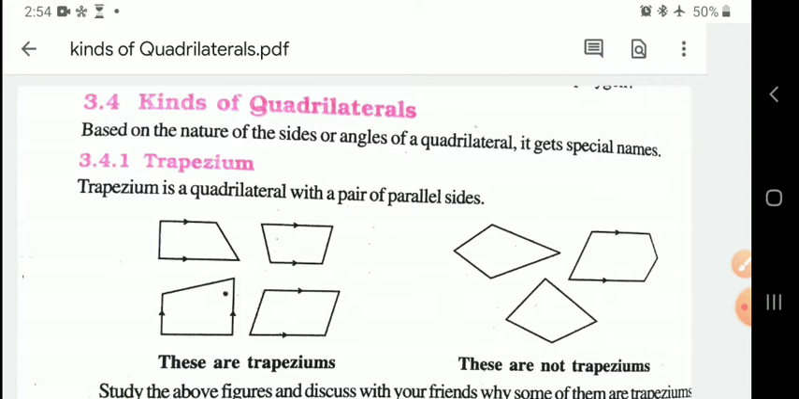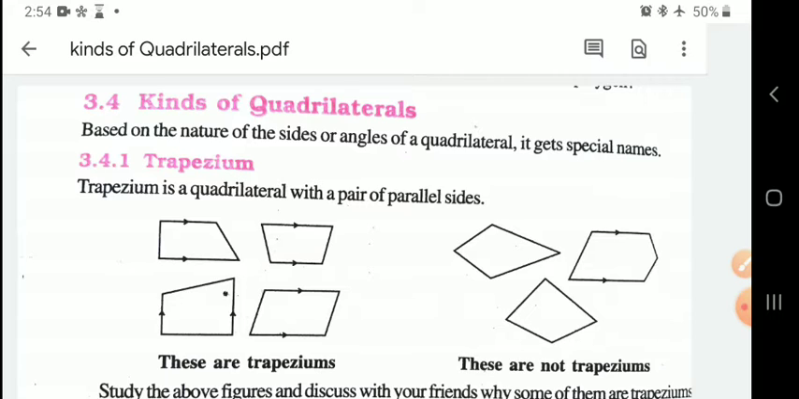In previous session, we have completed exercise 3.2. I hope you all understood that exercise. Also, I hope you all have written exercise 3.2 in your notebook. Okay, so let us start with today's session.